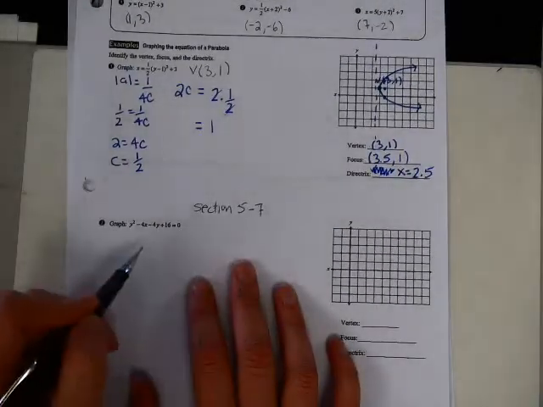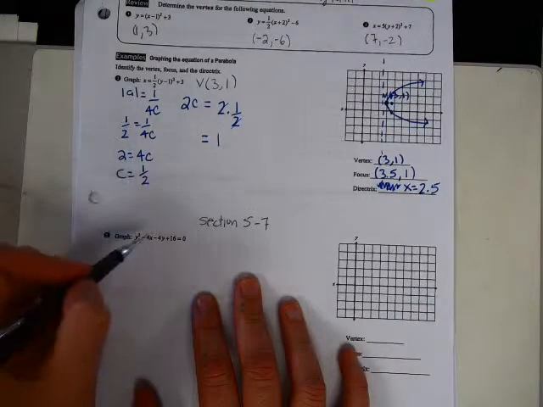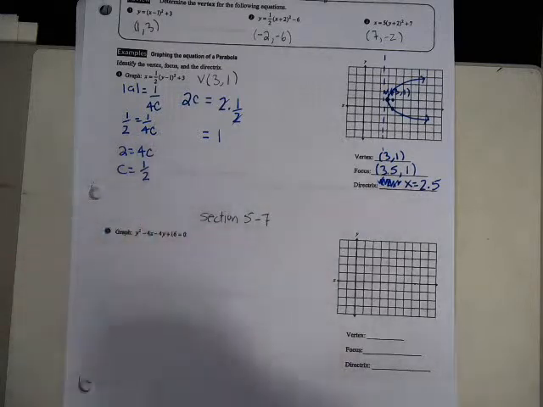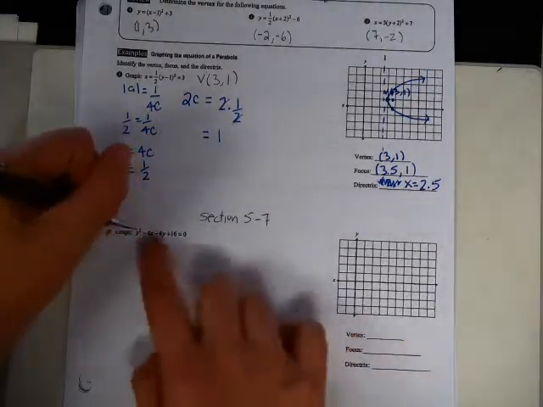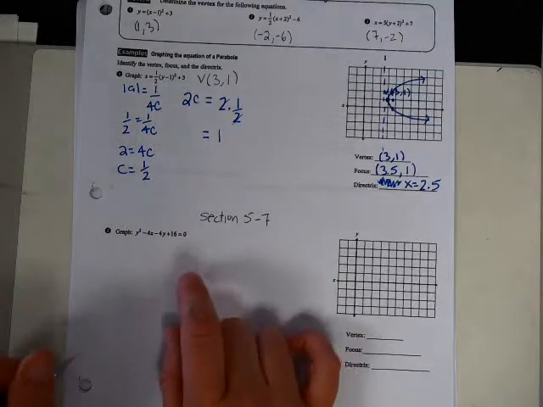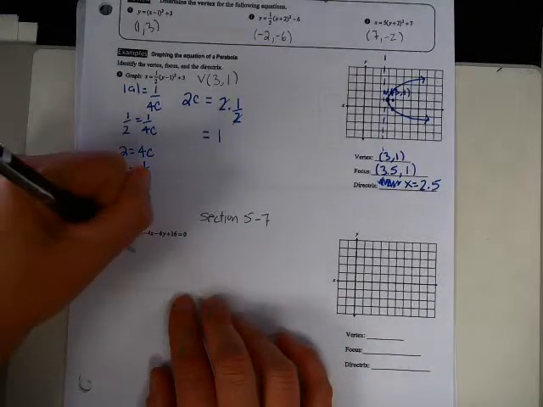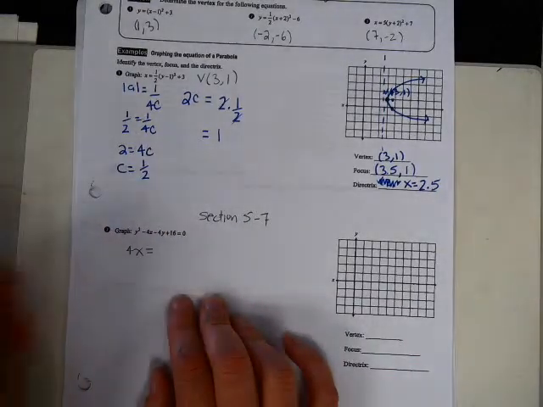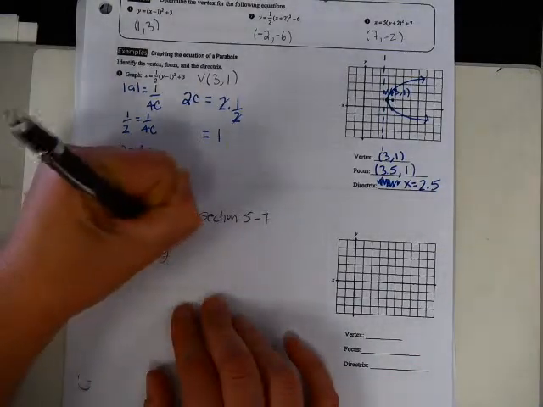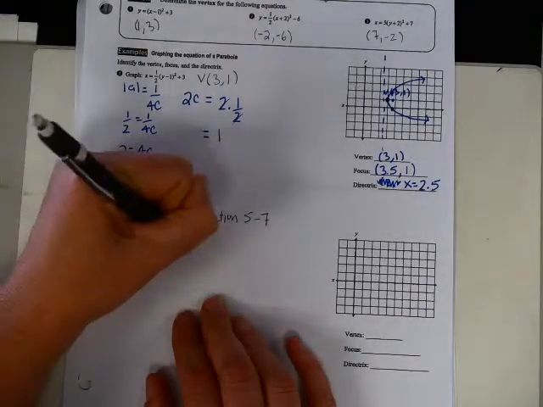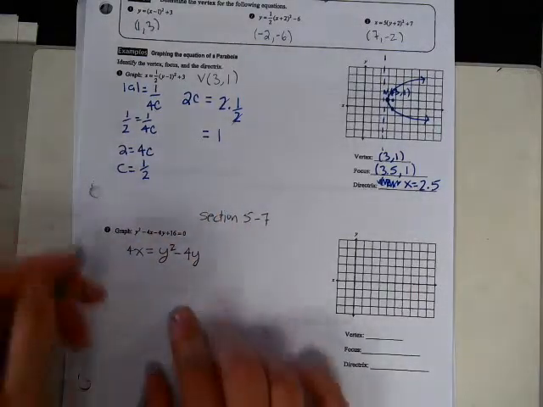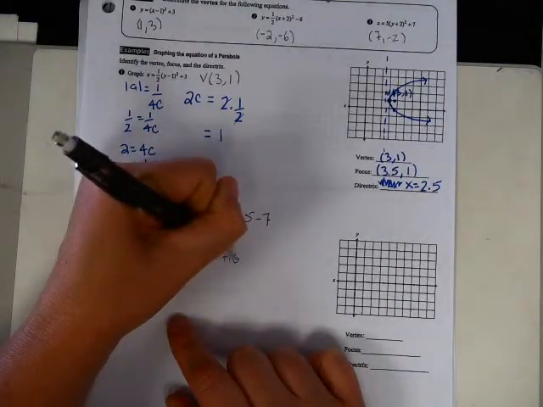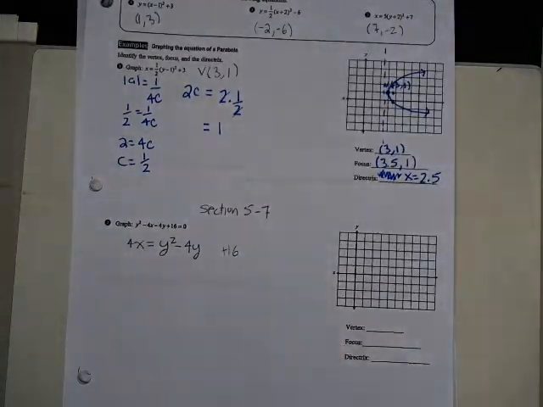So I'm going to keep in mind that I want it to look like this. I'm going to take my x term and bring it by itself. So I'm just going to move my 4x over. So I will have 4x equals, and then it's going to equal everything else. So 4x equals y squared minus 4y. I'm going to leave a little bit of room and then say plus 16.